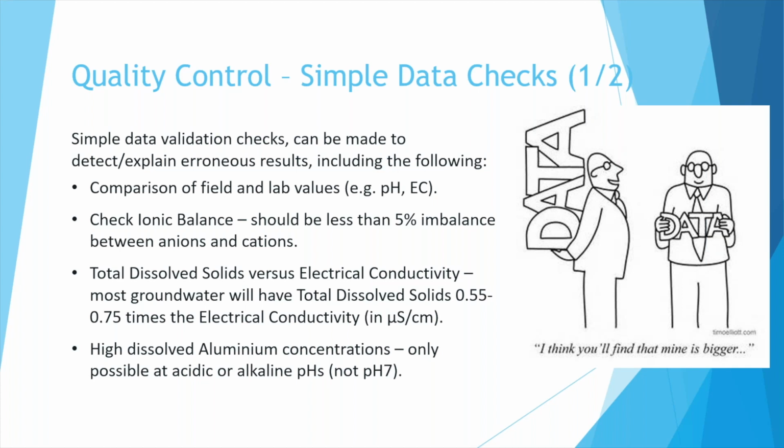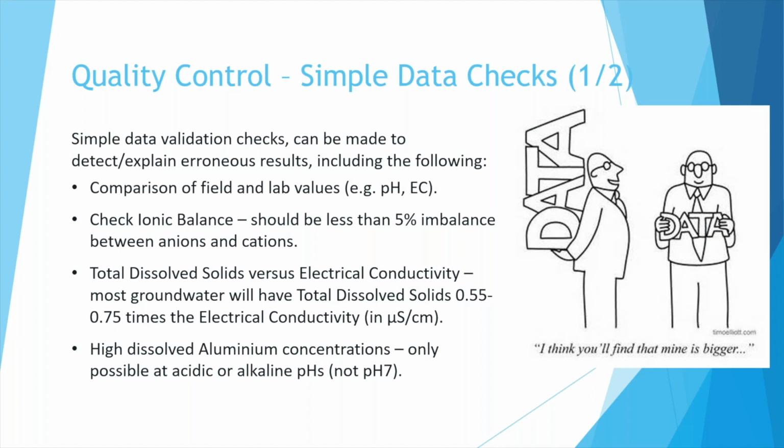Laboratories can do this for sort of £2 or £3. They can provide you with that calculation fairly automatically. And you are looking for less than a 5% imbalance between the total concentrations of anions and the total concentration of cations in your sample. And in fact, most good laboratories should be able to do that within 3% imbalance.